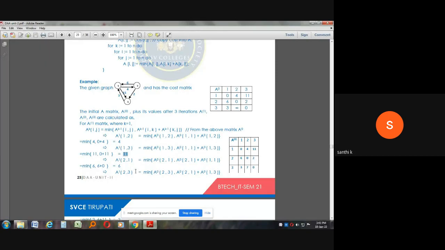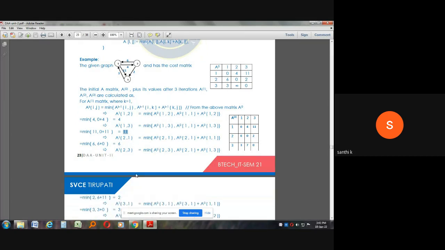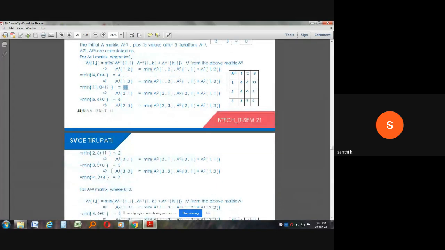So the value will not be changed, but only one value will be changed in this A1 matrix, that is a power 1 3 comma 2. Minimum of a power k minus 1 3 comma 2, comma, a power k minus 1 i comma k plus k comma j. So 3 comma 1 plus 1 comma 2. 3 comma 1 is 3 and 1 comma 2 is 4. So minimum of infinity comma 3 plus 4. Among these, the minimum is 7.